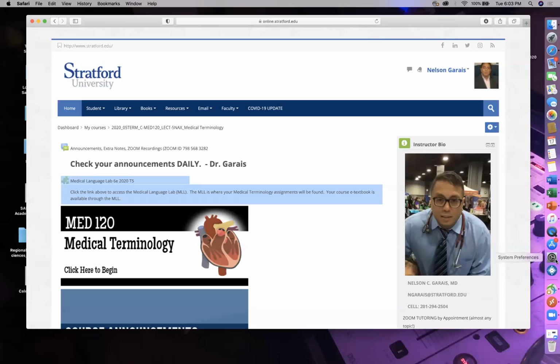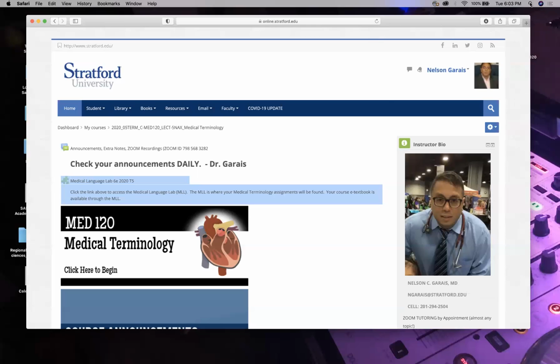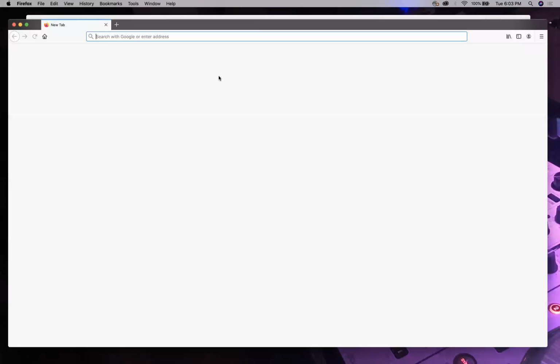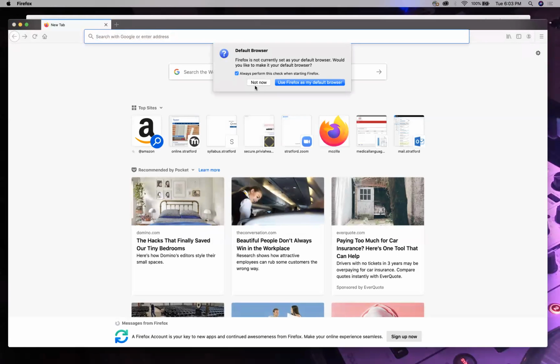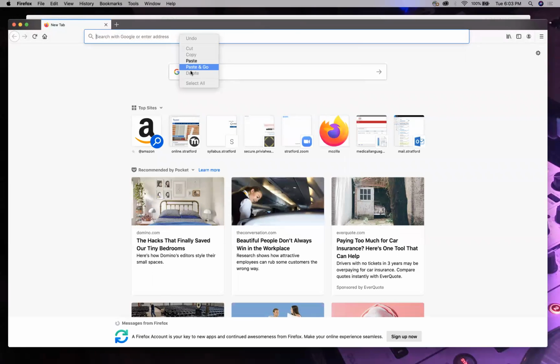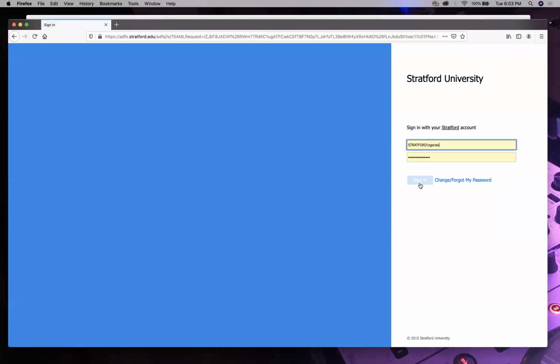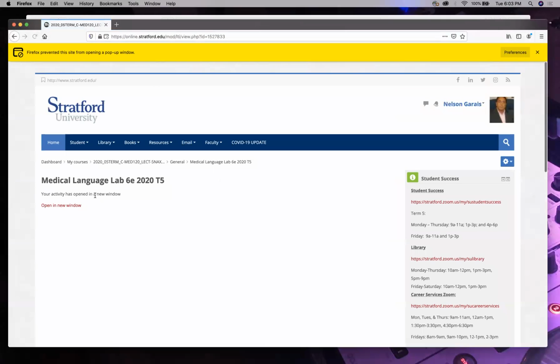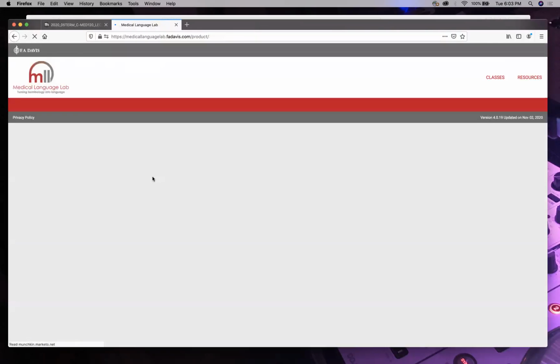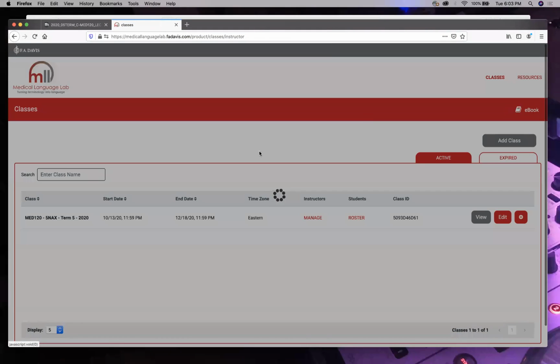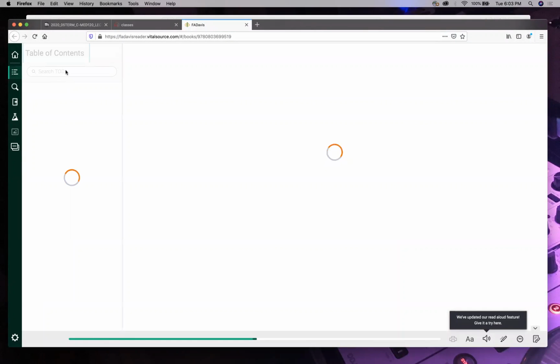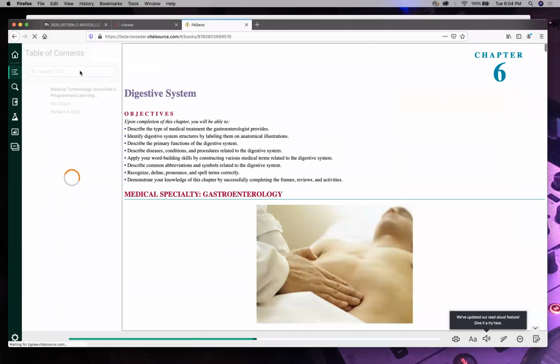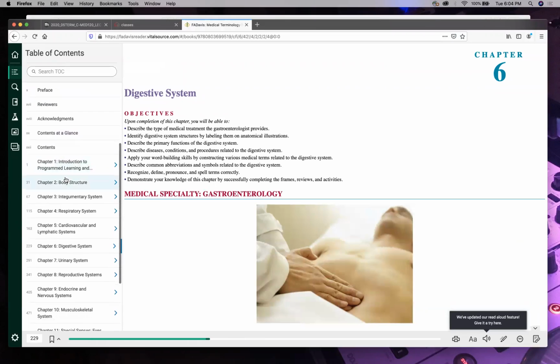So let me open up, where is it? Let's open up my Firefox. And then let's look for the renal chapter. So I'm going to go right to my ebook, table of contents, and urinary system renal chapter, which is chapter 7.